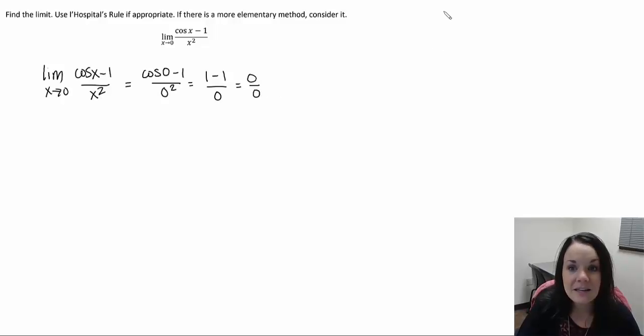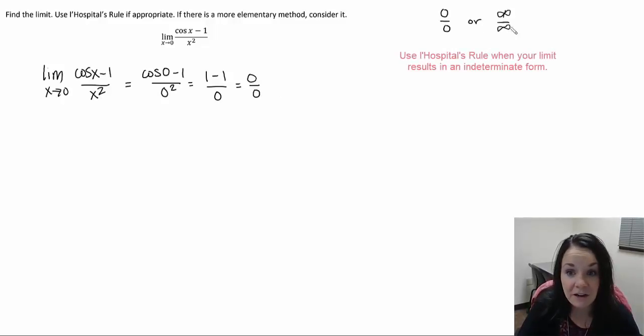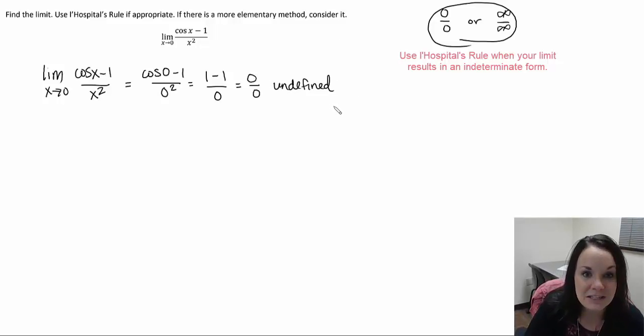Well, whenever you have 0 divided by 0, or actually when you have infinity divided by infinity, that is when we need to use L'Hopital's rule, because this here is considered undefined. We cannot actually evaluate this, so we need to use a different method. So I'm going to write this out again.